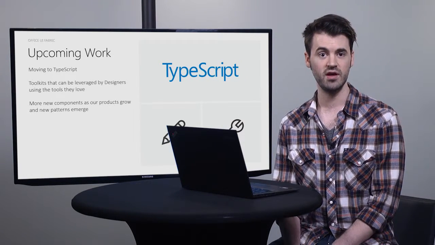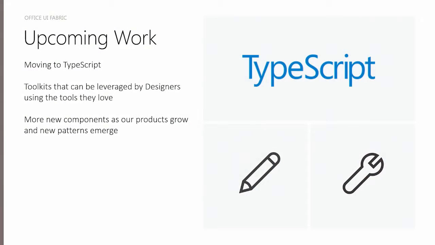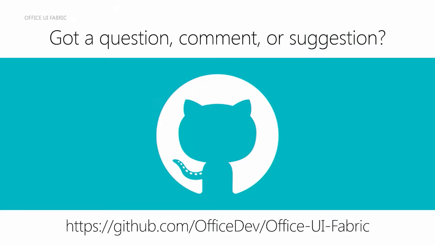Alongside those two bigger things, we have a lot of other work we've been doing too. We recently converted from JavaScript over to TypeScript, which has been really great. We've also been working on a set of toolkits leveraged by designers, not just code, inside the tools that they love. We're also constantly working on brand new components, and since Fabric serves as also a documentation for the design language, new patterns that emerge in our products are things that we build into the toolkit, so that not only internal teams can use them, but you guys can use them as well.